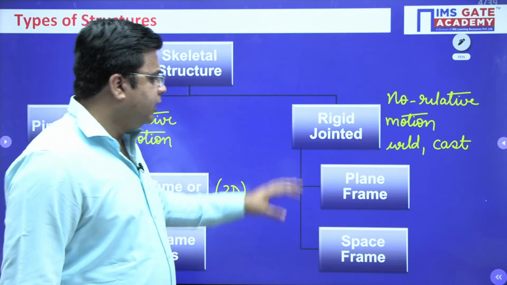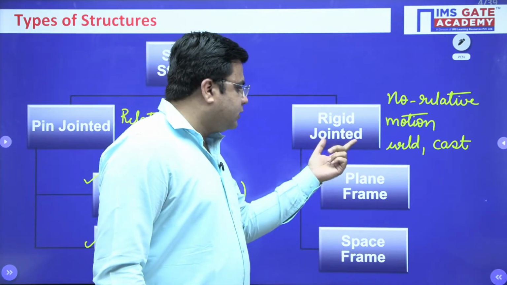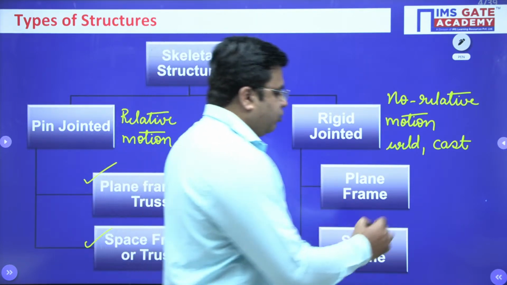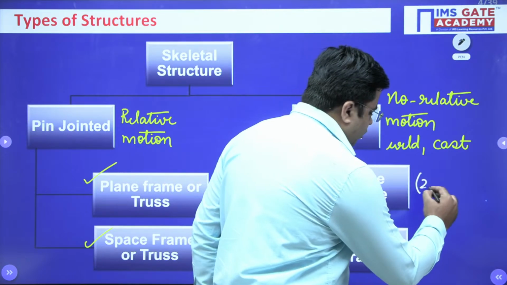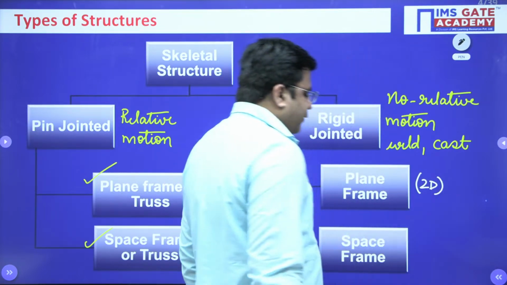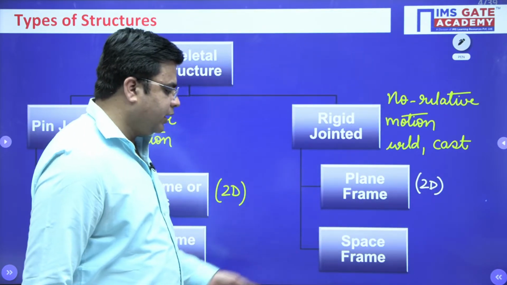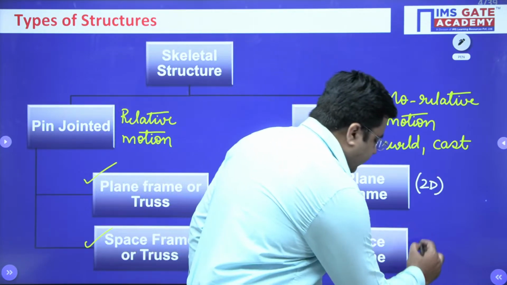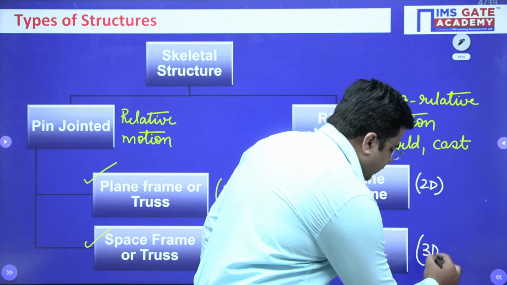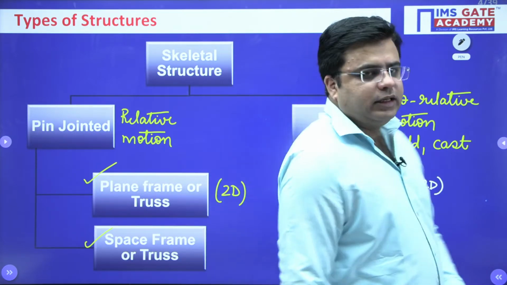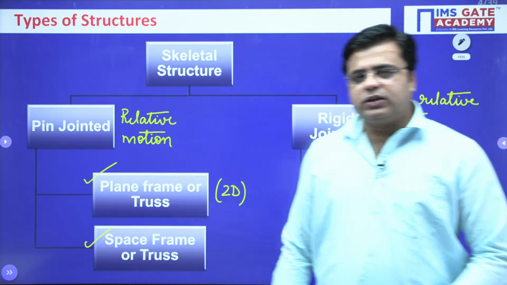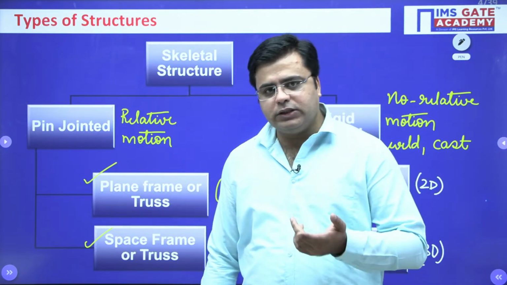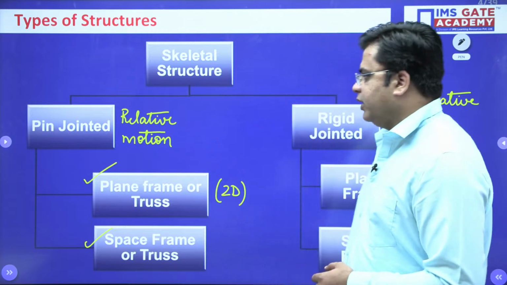Next is, similarly, if this rigid jointed structure is in 2D, it is known as a rigid jointed plane frame. This is for 2D. And if we talk about a 3D structure, it is known as a rigid jointed space frame. This is for 3D, rigid jointed space frame, right? So these are the different types of skeletal structures depending upon the type of joint they are having. Either they are pin jointed or they can be rigid jointed structures.